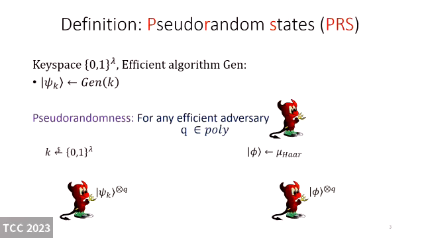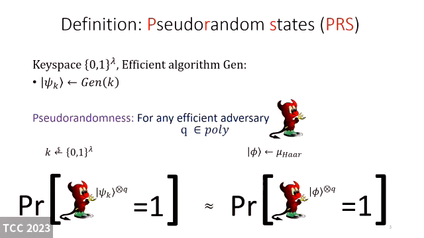Haar random is the analogue of a uniformly random string in the classical setting. In the quantum setting, the space is continuous, so it's a Haar measure. The challenger samples a Haar random state phi and gives q copies of phi to the adversary. And by indistinguishability, you again mean the usual notion: the probability that the adversary outputs one is negligibly close in both settings.